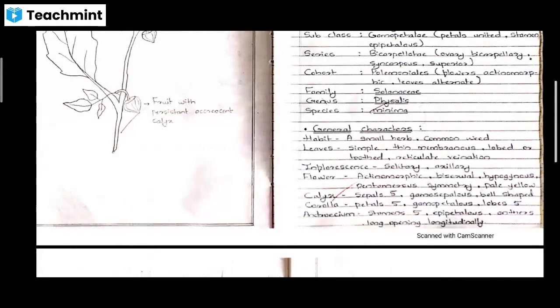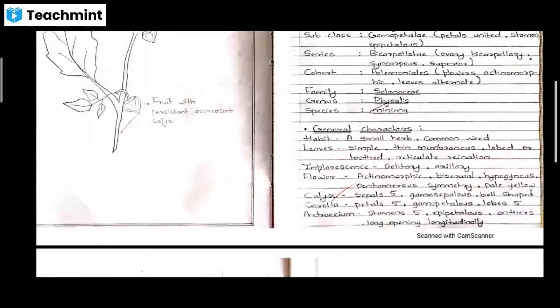Then the flowers are pale yellow in color. Then calyx, it is sepals. Five sepals are present, and all the sepals are fused. That is gamosepalous. The identifying character of this Solanaceae family is the bell-shaped calyx. So in most of the members of the Solanaceae, they have the bell-shaped calyx. Then corolla, it is also five in number and they are gamopetalous. They have five lobes.